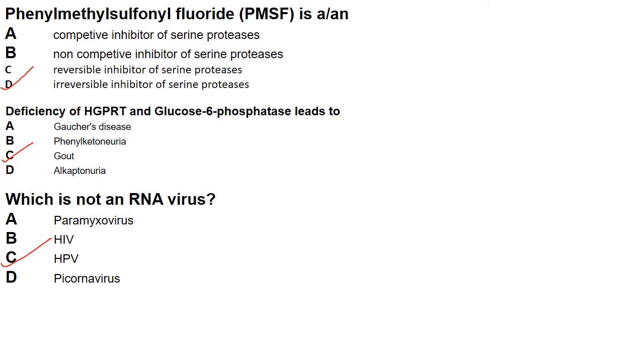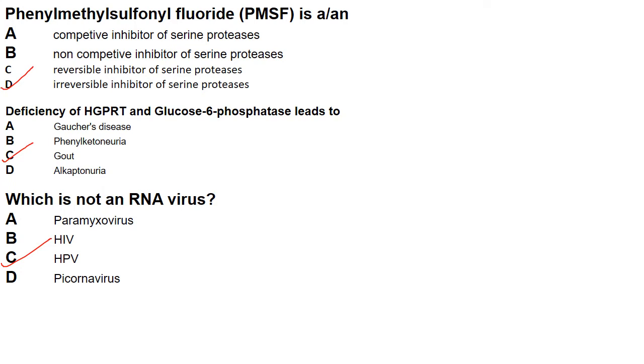It is PMSF. It is an irreversible inhibitor of serine protease. An irreversible inhibitor inactivates an enzyme by bonding covalently to a particular group at the active site. The inhibitor-enzyme bond is so strong that the inhibition cannot be reversed by the addition of excess substrate. That is the case with the inhibitory action of PMSF on serine proteases.